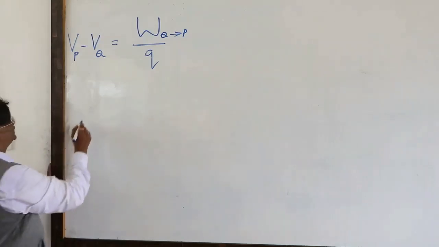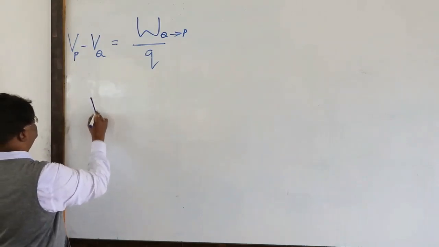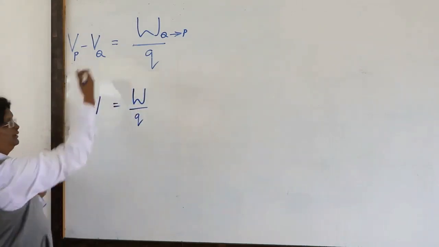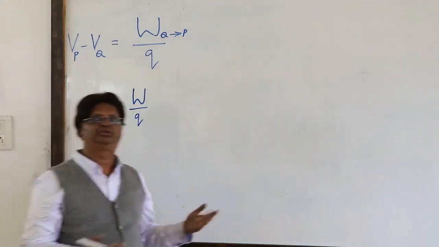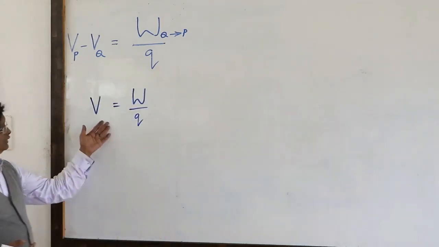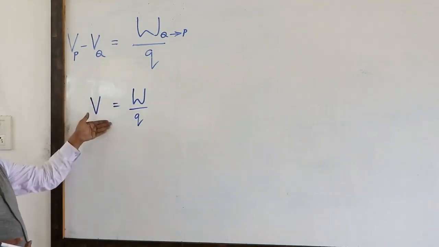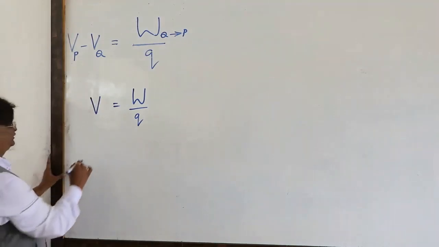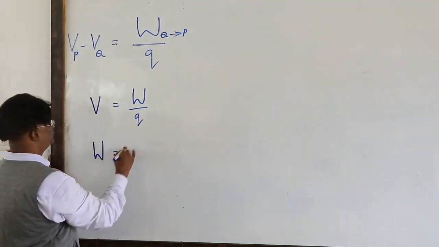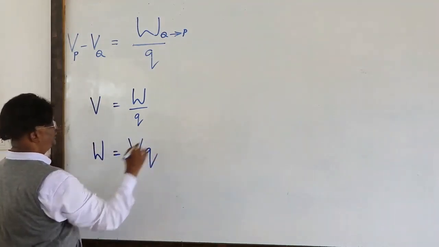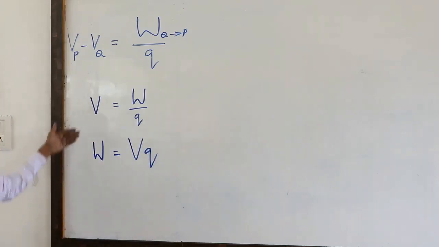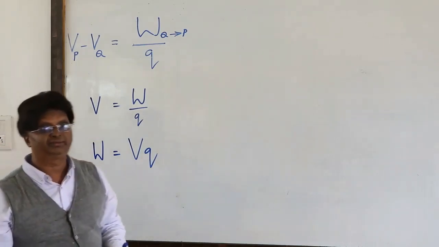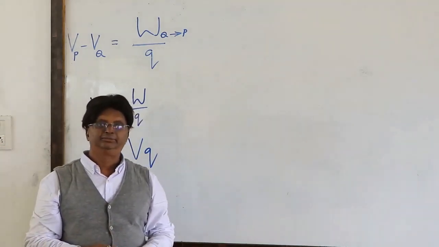Now, supposing I write it as V is equal to W by Q. Generally, every time instead of writing Vp minus Vq, W Q to P, suppose I represent this expression like this, the same expression I'm writing like this, then what happens? W is equal to Vq. W is equal to Vq. Nothing but the definition of potential itself is a very big tool for us in all the numericals.